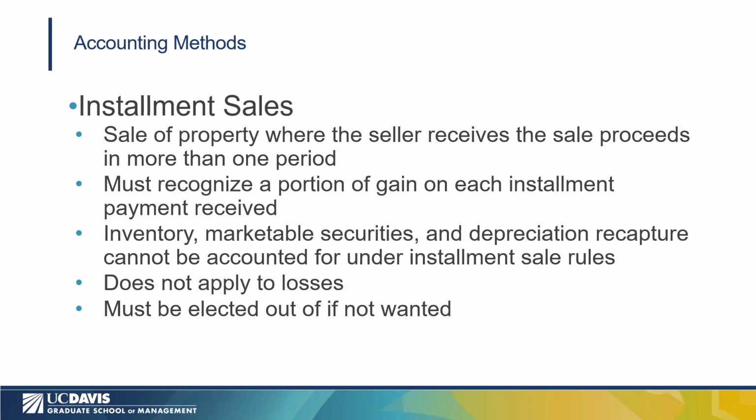You cannot use the installment method for inventory, marketable securities, or any depreciation recapture that results from the sale. Installment sale doesn't apply to losses, which is good. You want to just go ahead and recognize your losses, right? It must be elected out of if you don't want to use it. So this is not an election into the installment sale method. You must make the attempt to elect out of it if you don't want to use it.